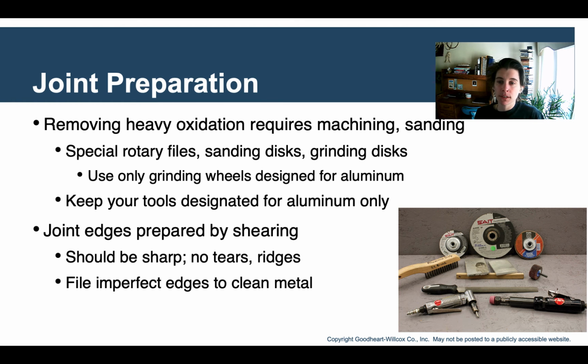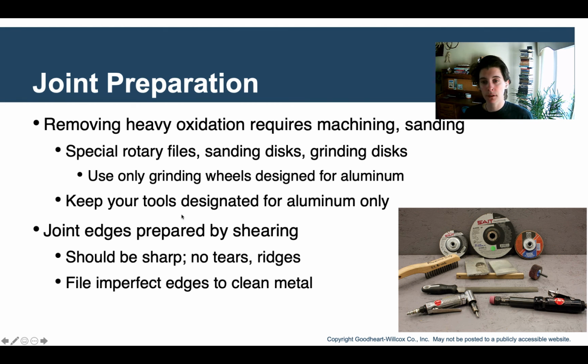So remove that heavy oxidation. You can use files, discs, whatever. There are specific grinding wheels designed specifically for aluminum because it's so much softer. It will tend to clog up if you're using just a regular sandpaper sanding disc, it'll clog up really quickly. So there are specific ones designed for aluminum. Make sure your tools are designated for aluminum only, the same as with stainless steel. You could theoretically use your stainless steel tools on aluminum as well and vice versa, but it's better to have designated ones for aluminum, designated ones for stainless steel.